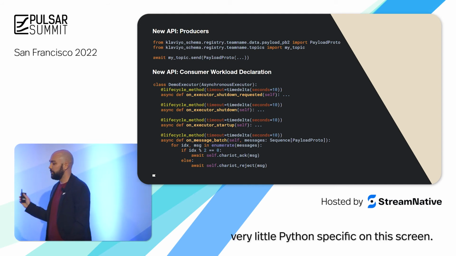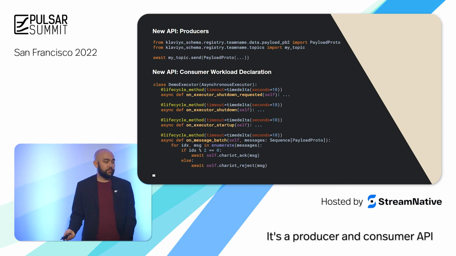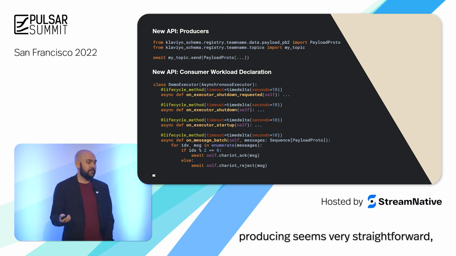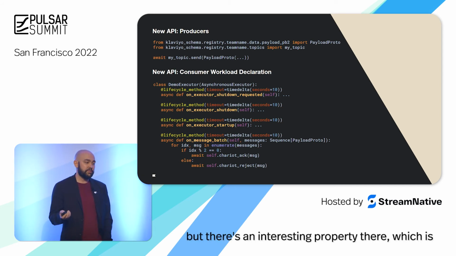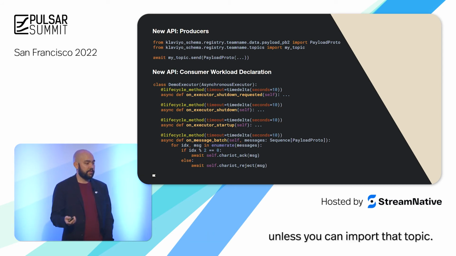Again, very little Python specific on this screen. It's a producer and consumer API. Producing seems very straightforward, but there's an interesting property there, which is you can't produce to a topic unless you can import that topic.